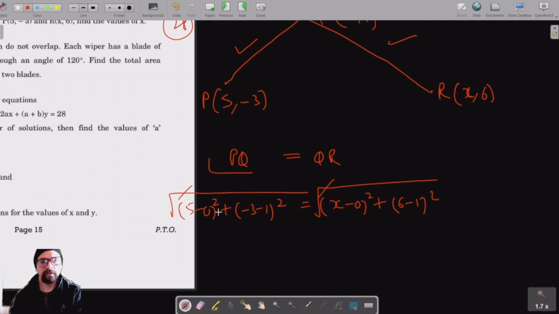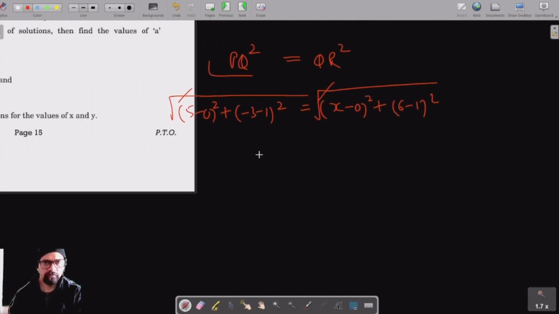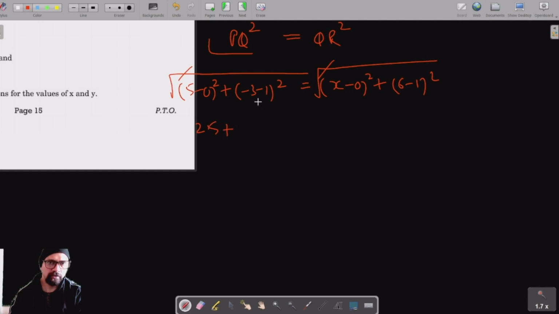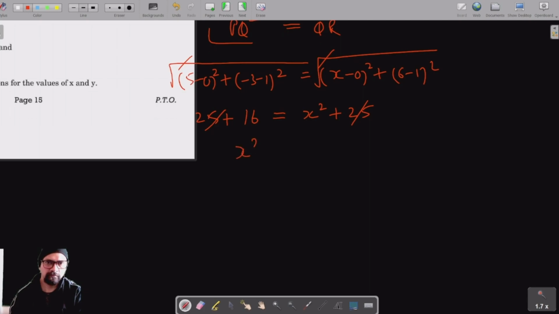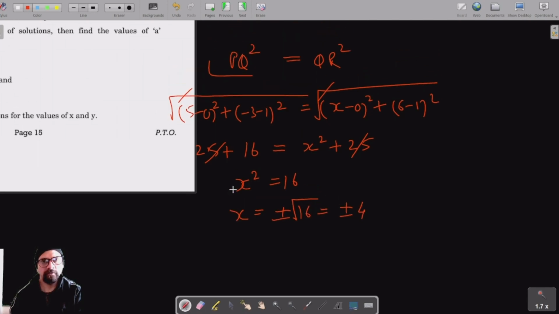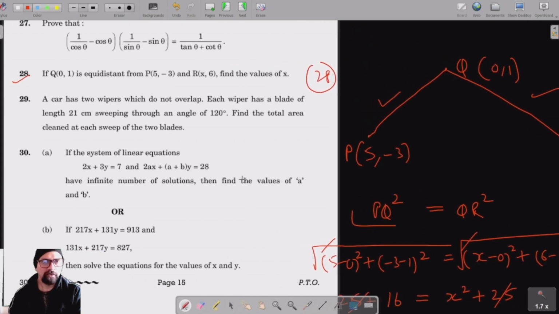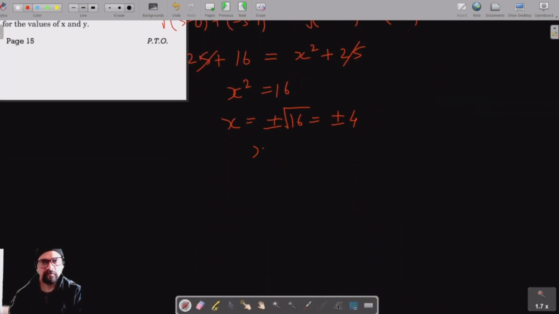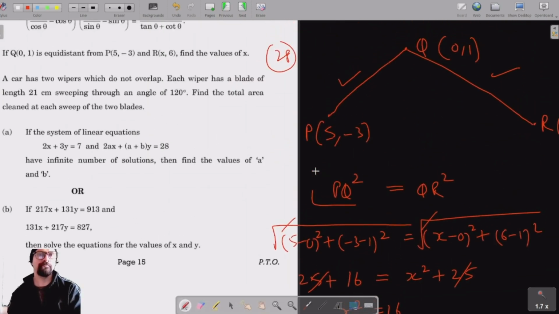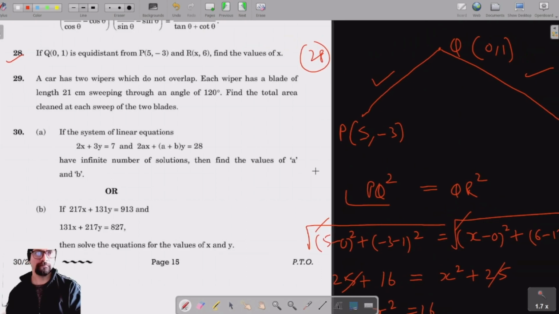Now the under root gets cancelled if we square both these sides. So this is 5 square, which is 25, plus 4 square, which is 16. This is x square plus 6 minus 1, which is 5, and 5 square is 25. 25, 25 gets cancelled. And x square is equal to 16, which gives us x is equal to plus minus root of 16, which is equal to plus minus 4. And we have to find the values of x. So x is equal to 4 or minus 4. These are the two values of x. Let's move on to question number 29.